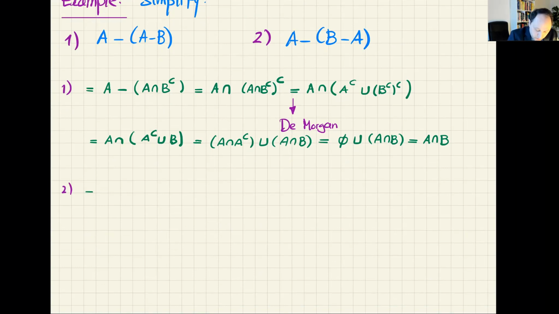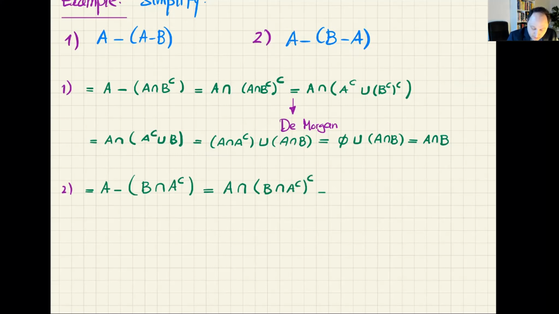Here I have two subtractions, but this pair of brackets prioritizes the second one. So I will write A minus, then it becomes B intersection A complement. I think you have enough experience now, so I will change this one to intersection, but the price I have to pay is to change this to its complement. And then again, De Morgan law comes to my help. So this becomes B complement union A complement complement. Okay, now this is the tricky part.